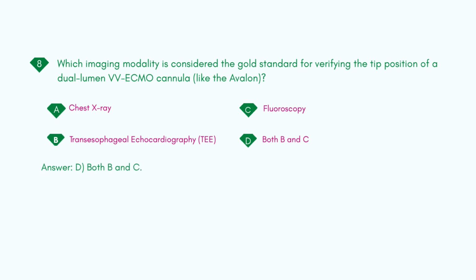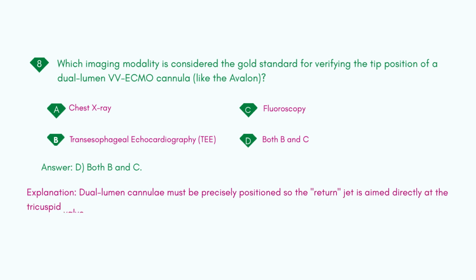Answer: D. Both B and C. Explanation: dual-lumen cannulae must be precisely positioned so the return jet is aimed directly at the tricuspid valve. TEE and fluoroscopy provide the real-time visualization needed for this.